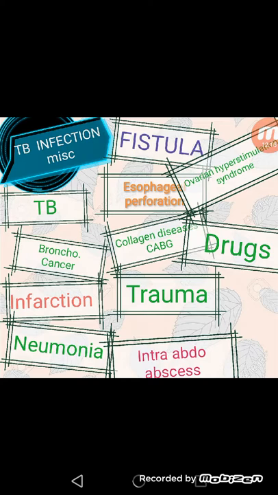N is for pneumonia. F is for fistula. Which one? It is the ventriculoperitoneal fistula. E is for esophageal perforation. C is for number one, collagen diseases, number two, CABG. T is trauma. I is intra-abdominal abscess. Then we have O, that is ovarian hyperstimulation syndrome, and D, that are drugs. I mean N, numerous drugs.